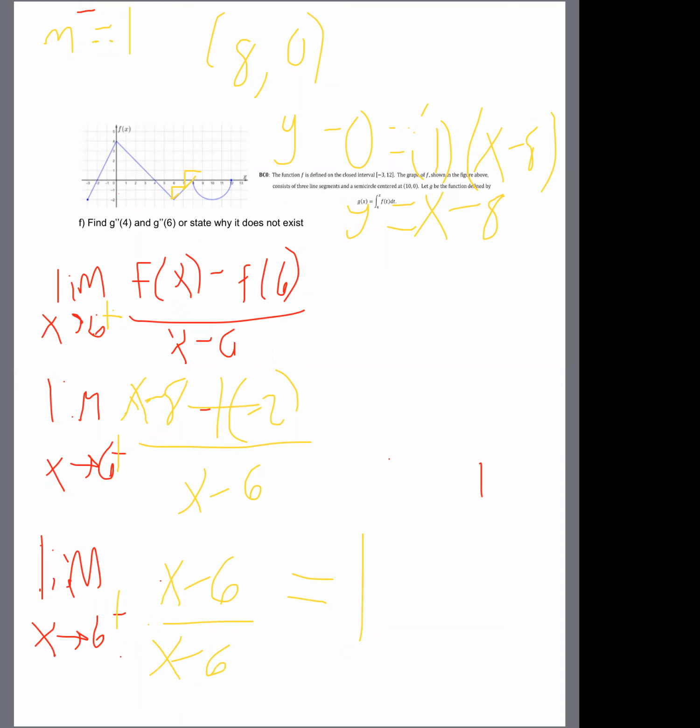So now just to wrap everything up, we got that the limit from the left, with the little minus, was equal to -1. The limit from the right, with a little plus, is equal to 1. And this is how you would say it.